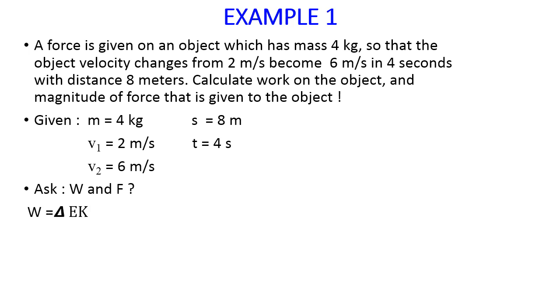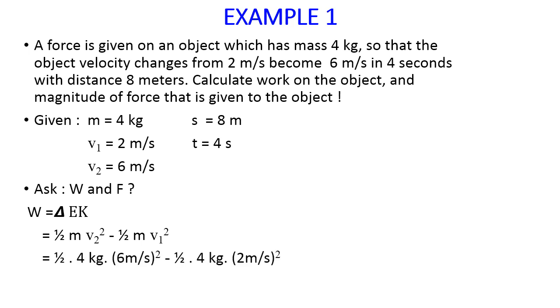Work equals delta kinetic energy, equals half times m times v2 squared minus half times m times v1 squared. So work equals half times 4 kilograms times 6 meters per second squared minus half times 4 kilograms times 2 meters per second squared. So the answer for work equals 72 joules minus 8 joules equals 64 joules.